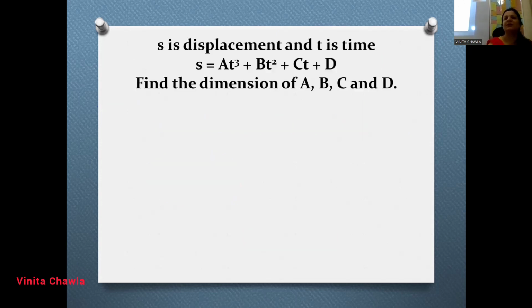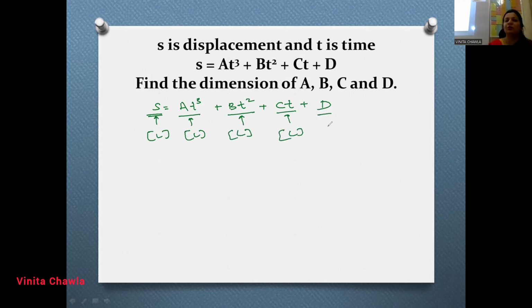So S is the displacement and T is the time. Find the dimension of A, B, C and D. How will you find the dimension? Equate karoge. S is equal to AT cube plus BT square. Yes. So this displacement has the dimension of L. This will have the same dimension L. They all have the same dimension L because length can be added to length.